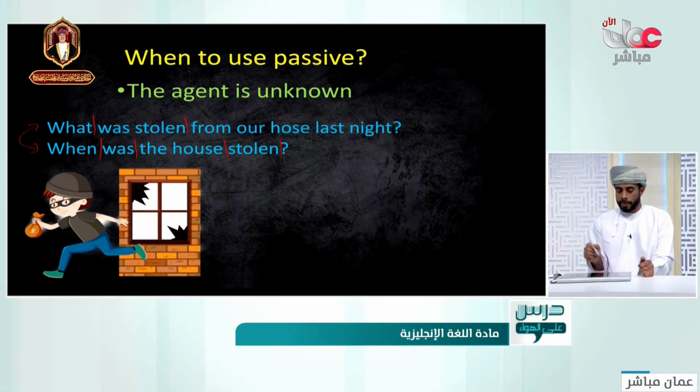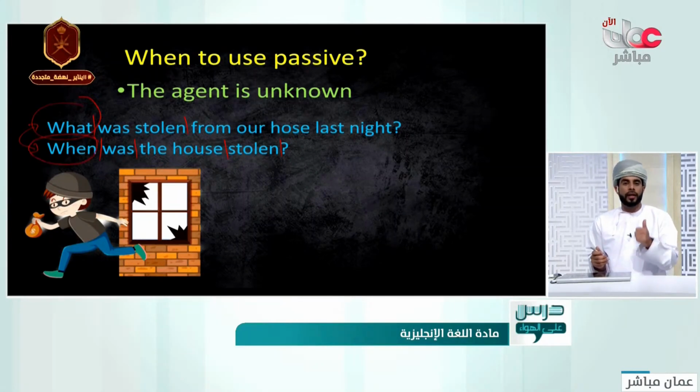Why is that? If you are asking about the subject, you are referring to something else. If you are asking about the object, you are referring to something else. In here, which one is referring to the subject? What was stolen from the house? Yes, this one is the object you are asking about. And we talked about this in the last grammar session. When you are asking about the subject, it is a different thing. When you are asking about the object, it is a different thing.